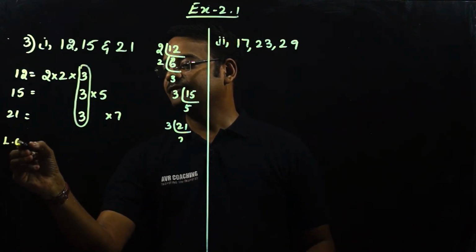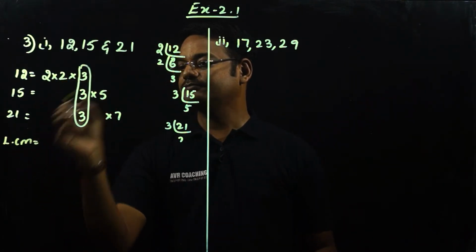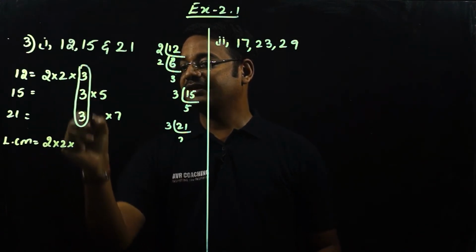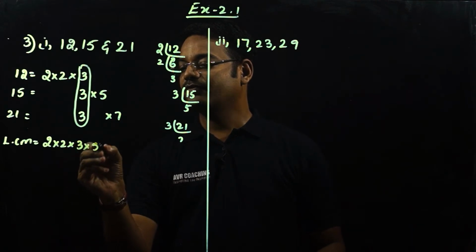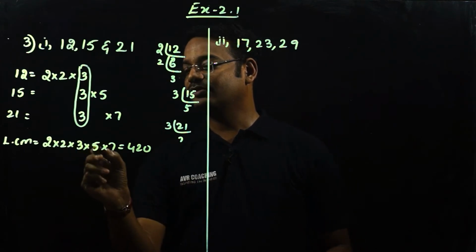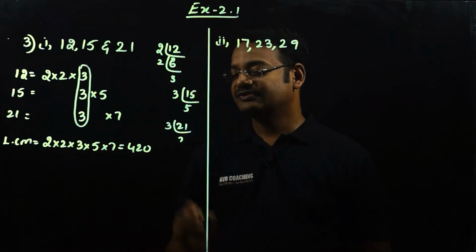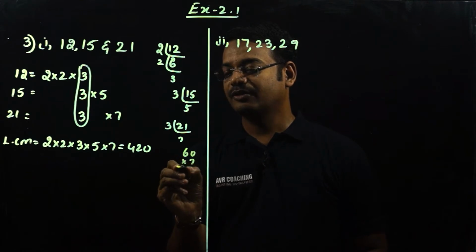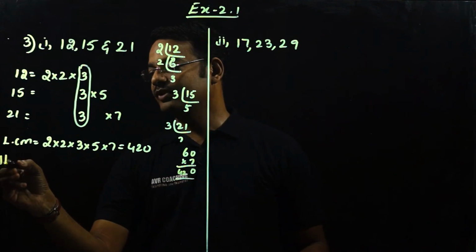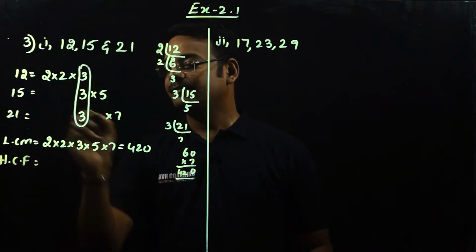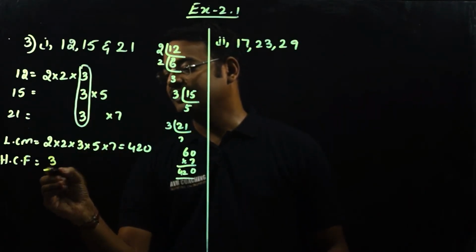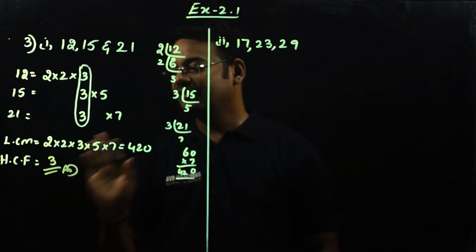So the LCM will be, we take every term: 2 into 2 into 3, we have 3 three times, but we will only write 1 time, into 5 into 7, that will be 420. 2 2s are 4, 4 3s are 12, 12 5s are 60, 60 into 7, 7 6s are 42. 420 is the LCM. Now HCF is the number which is the common factor of all the 3 numbers, which is 3. So LCM is 420, HCF is 3.